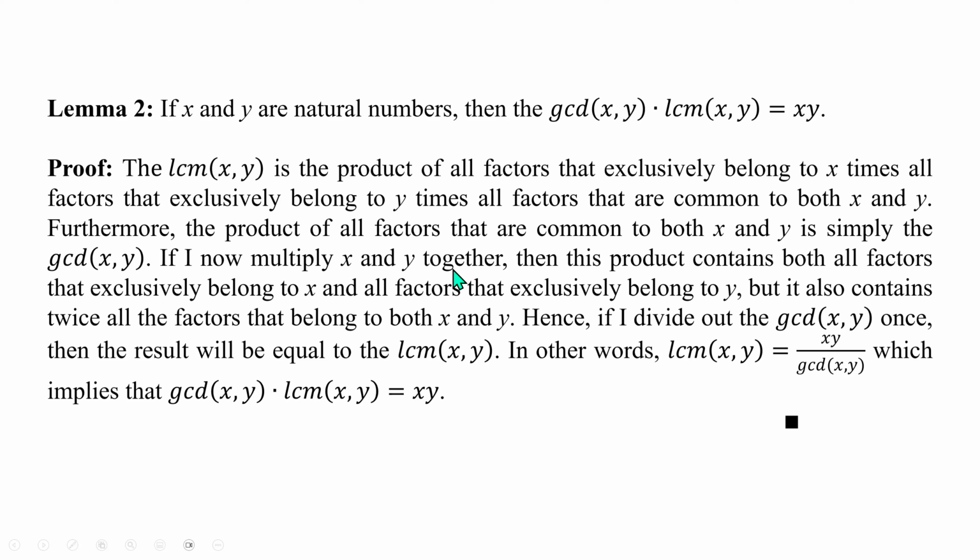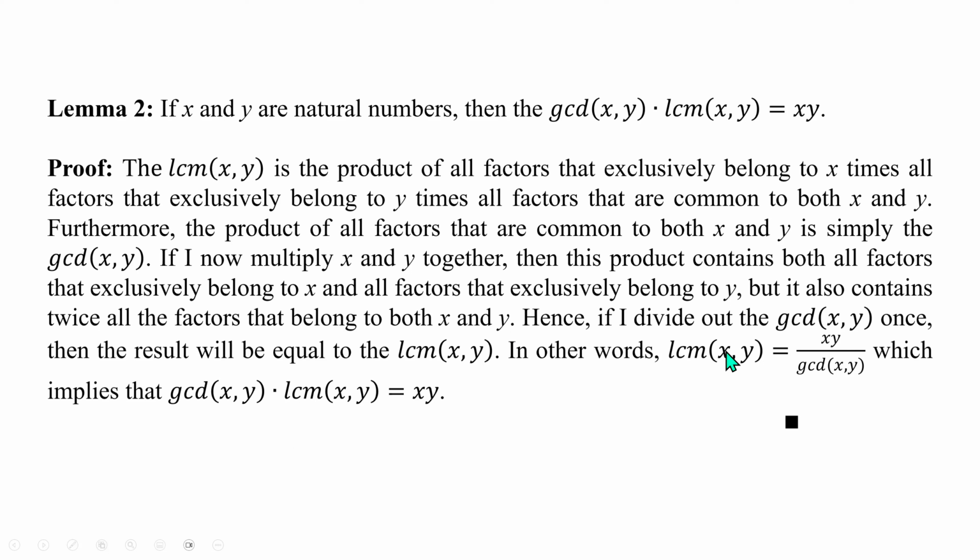If I now multiply x and y together, then this product contains both all factors that exclusively belong to x and all factors that exclusively belong to y, but it also contains twice all the factors that belong to both x and y. Hence, if I divide out the greatest common divisor of x and y once, then the result will be equal to the least common multiple of x and y.